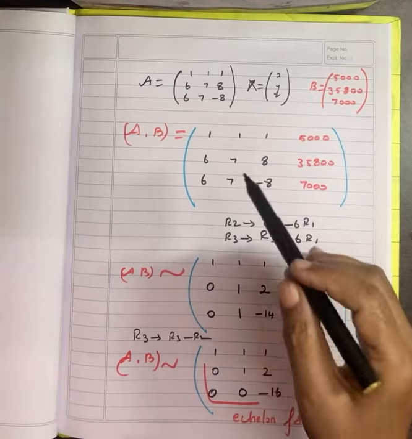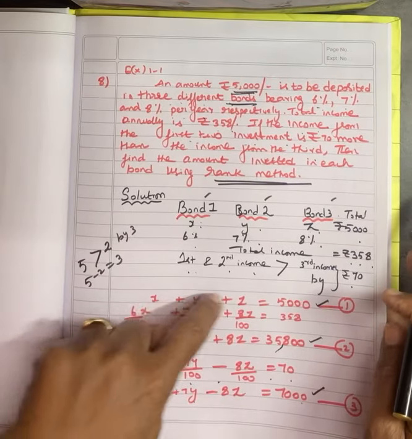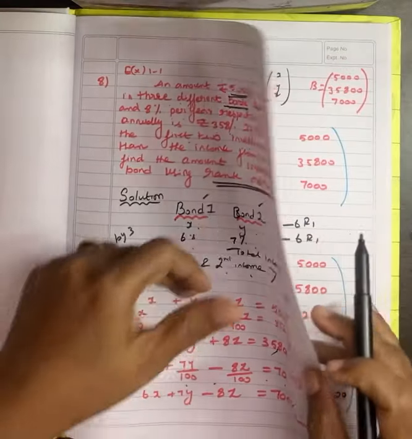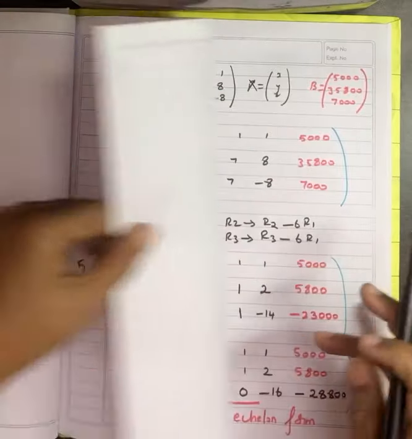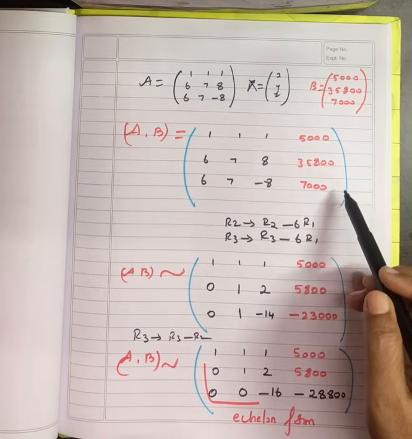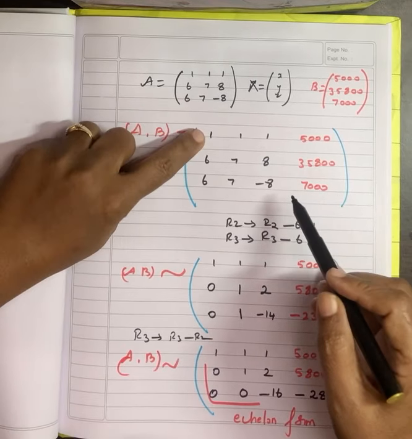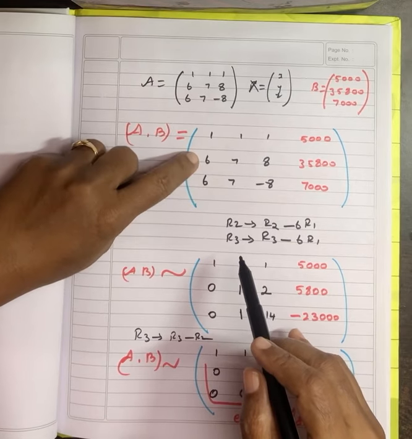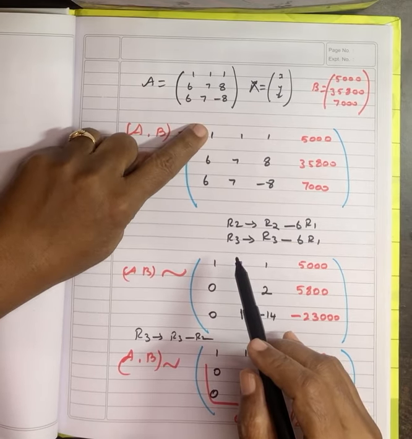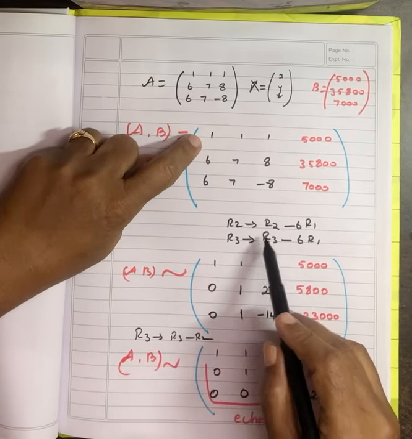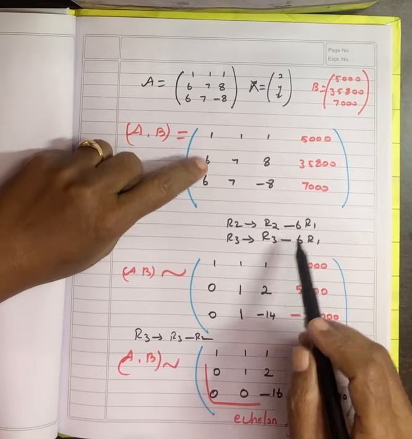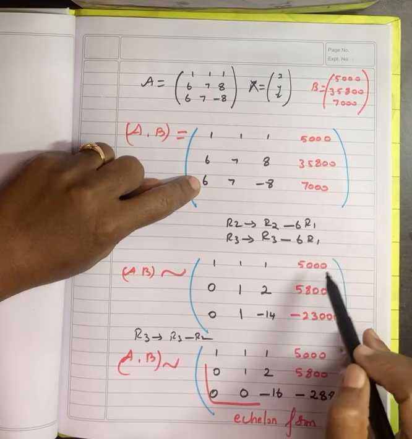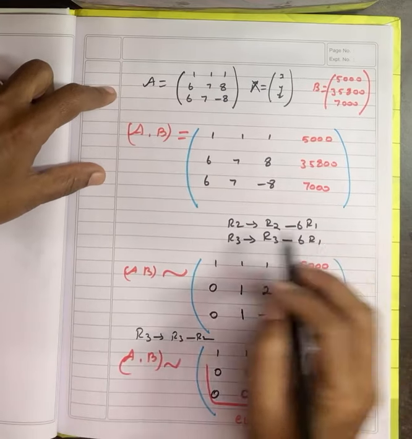Rank method means I want A. A means 1, 1, 1, 6, 7, 8, minus 8. It is 5,000, 35,800 and 7,000. Already I got 1, so these 2 I want 0. I have to use R1. This I multiply by 6: R2 subtraction 6R1, R3 subtraction 6R1.